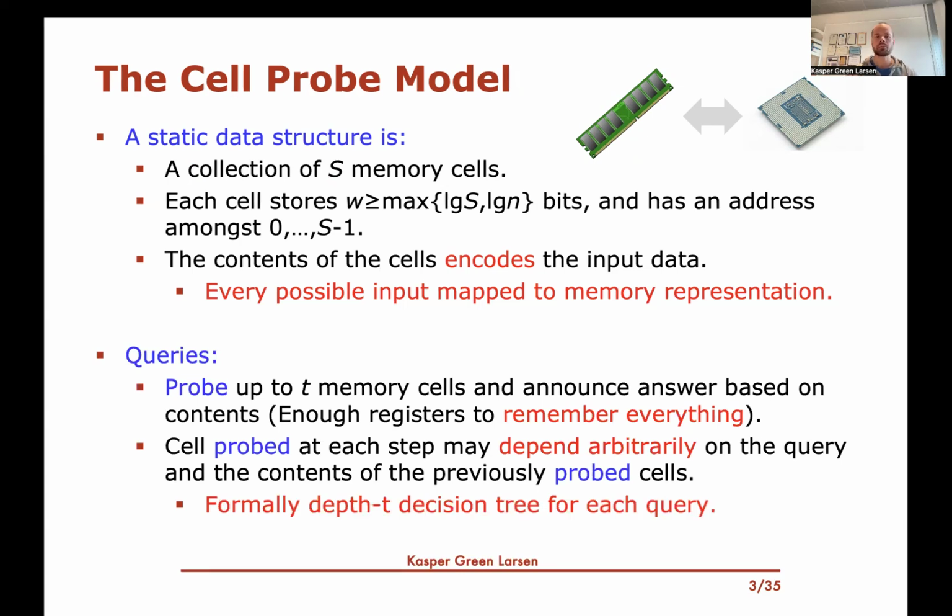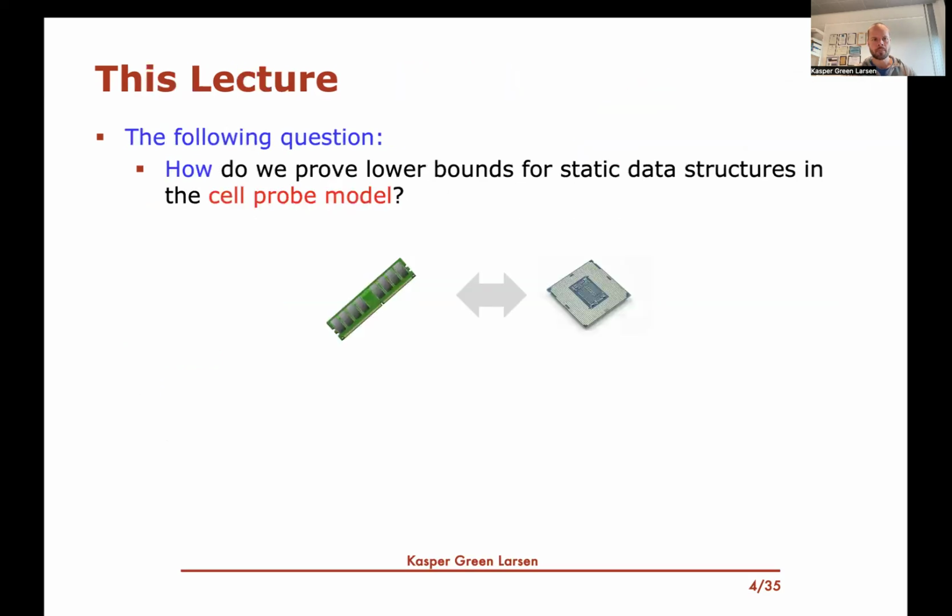We also talked about in the previous video that we modeled this by having a depth T decision tree for every single query. So go and watch that video if you forgot. Okay, so this is the model in which we want to prove lower bounds, and it was just a quick recap. So now let's get to some concrete techniques for proving data structure lower bounds. We want to argue in this video how we can prove lower bounds for static data structures in this cell-probe model. And we're going to see some techniques that are based on communication complexity.